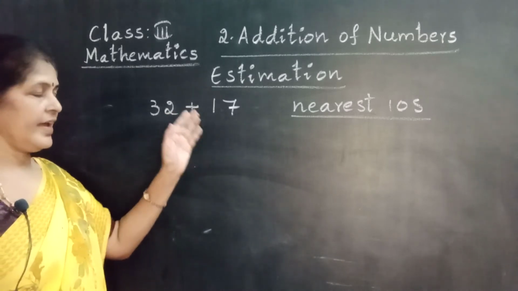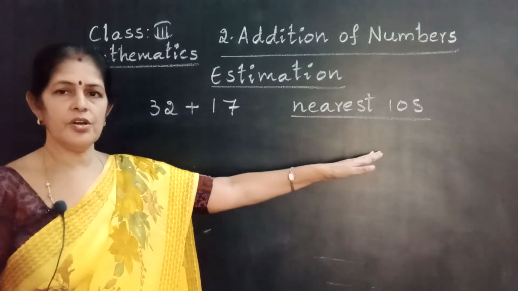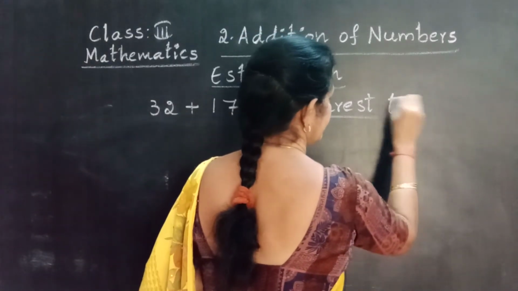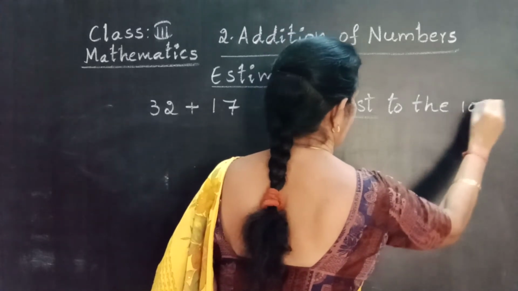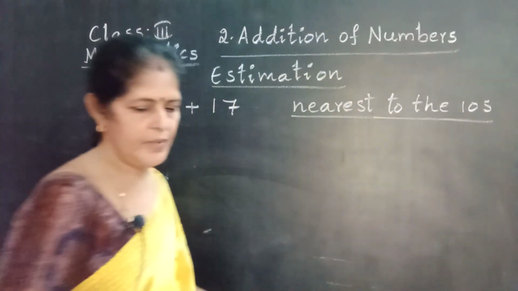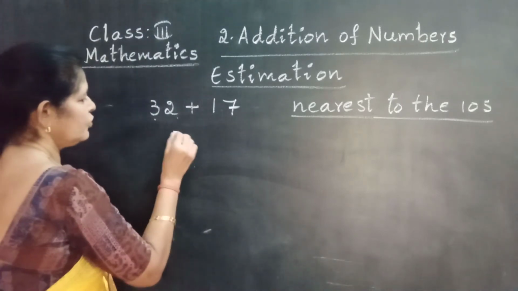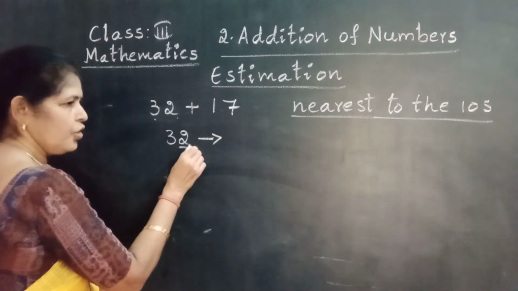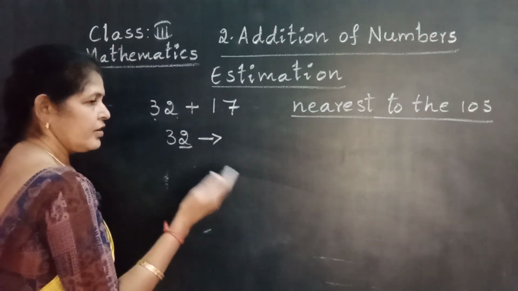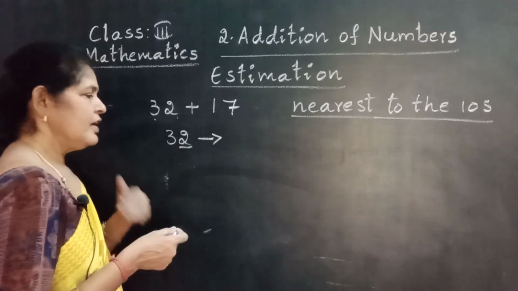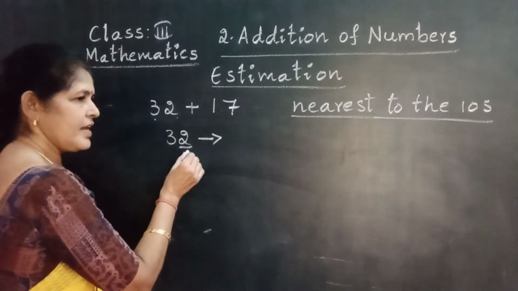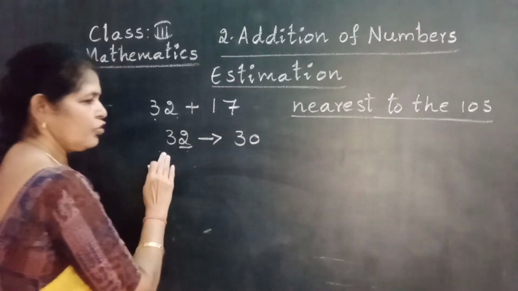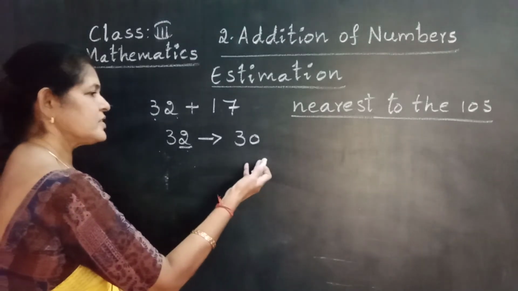How do you get the estimation? Nearest to the tens. Here we have to find out the estimation sum. See, 32. What is in the ones place? 2. 2 is less than 5. Rounding of numbers: the rule is, if less than 5, put 0 in the ones place. Tens place number does not change. That means 32 rounded to the nearest tens is 30.